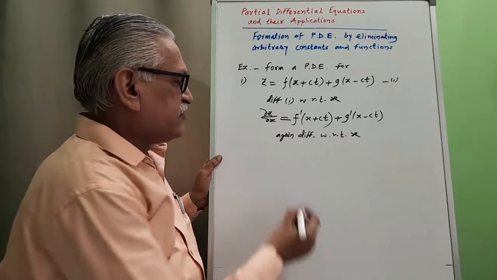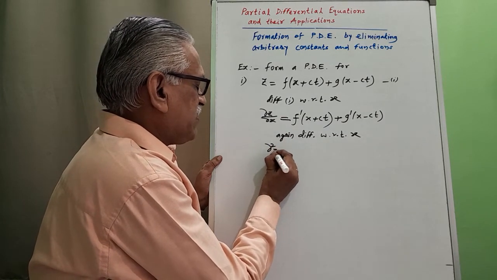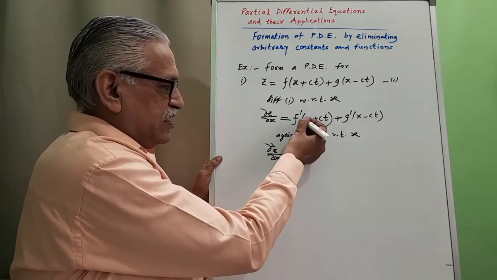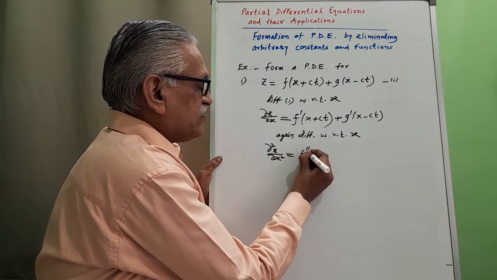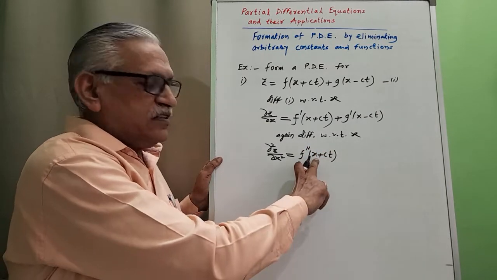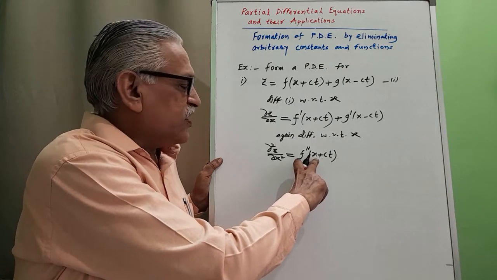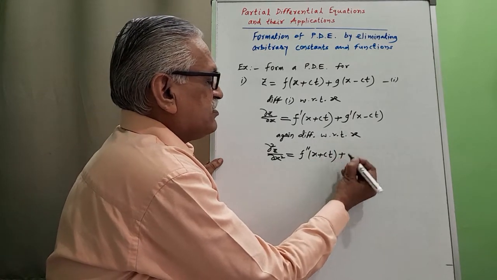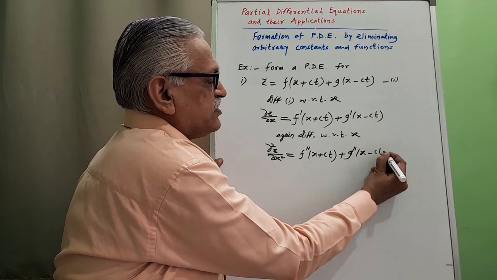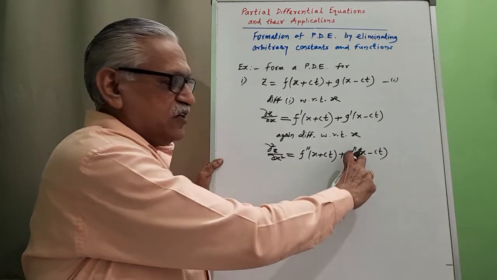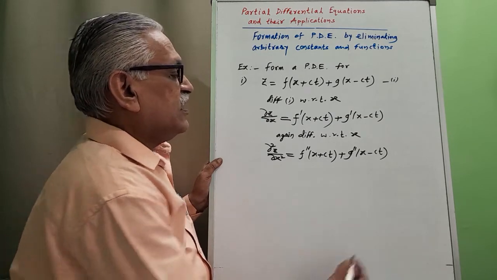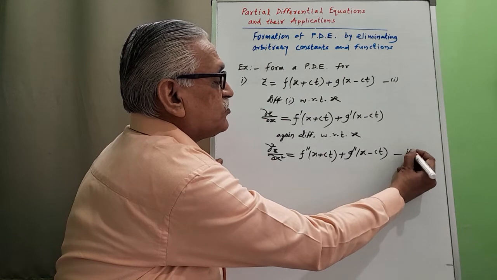with respect to x, we get the second derivative dou 2z by dou x square is equal to f double dash of (x plus ct) into its differentiation 1, plus g double dash of (x minus ct). Chain rule, differentiation of x with respect to x is 1, and we call this equation number 2.